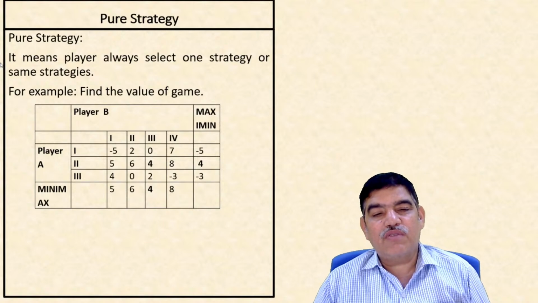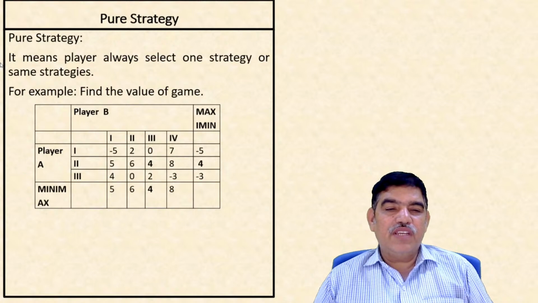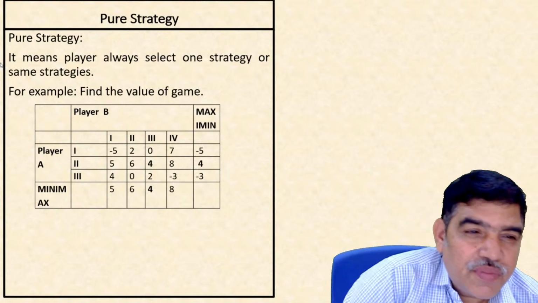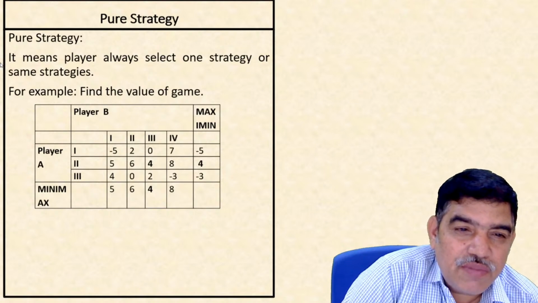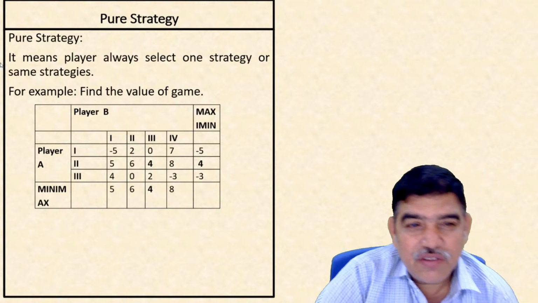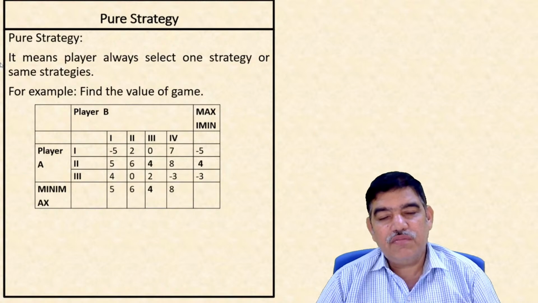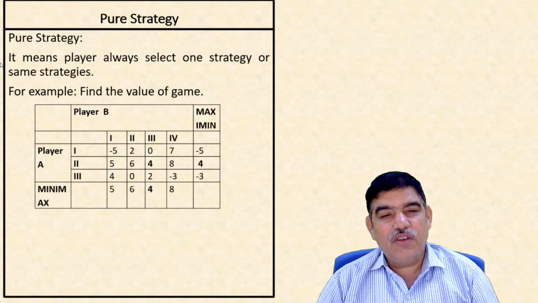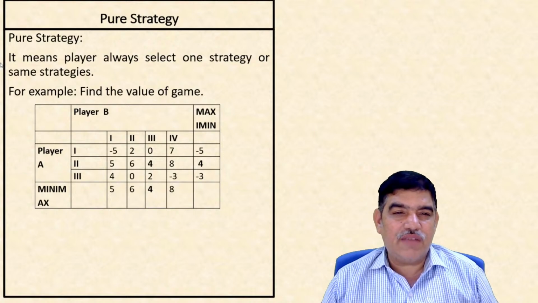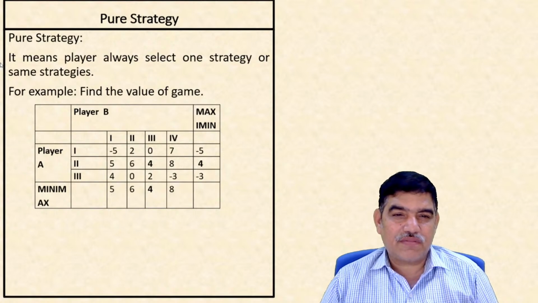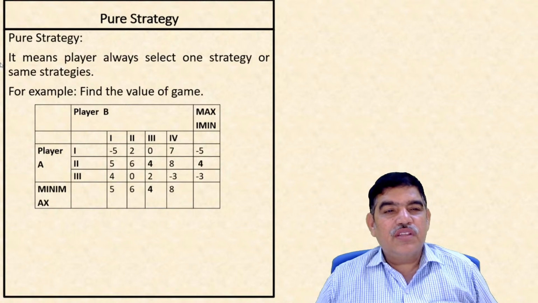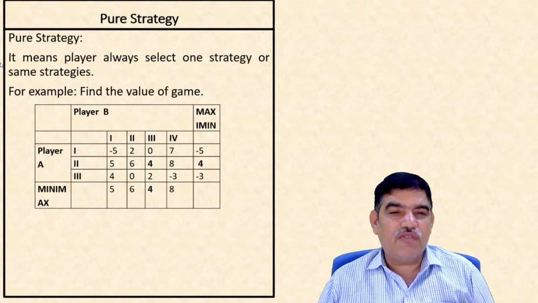So row wise we have to find, what does this indicate here? Player A, strategy 1, follows the values -5, 2, 0, 7. Suppose in column 2 it is mentioned as 2. Whenever player A thinks of a profit or gain of 2, at the same time player B thinks of a loss of 2. That is the meaning of this. So this is the example. We have to find the value of the game. So how to find the value of the game?